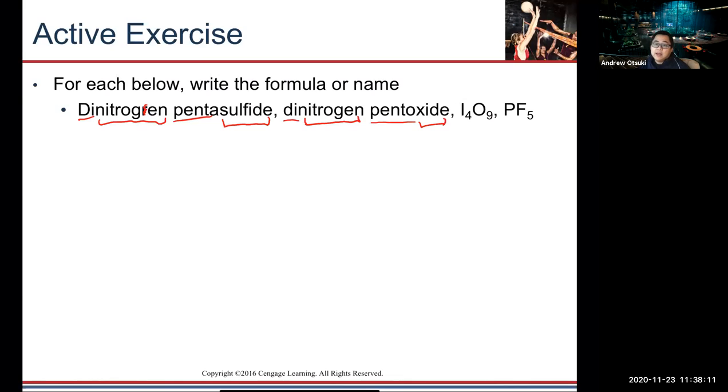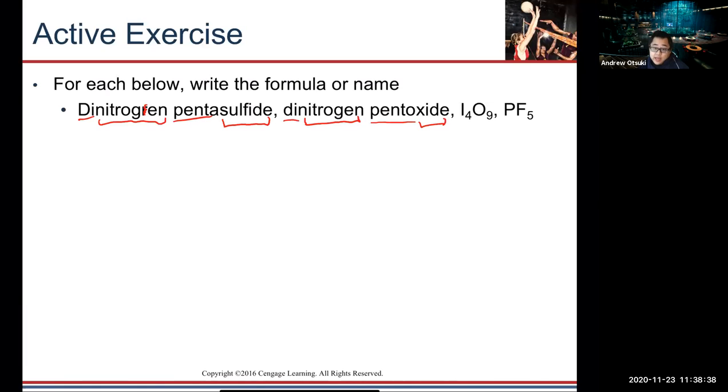So sulfide is the second element, so we add the IDE ending to the sulfur. We drop the UR and we add the IDE. What letters we drop is just to make sure the name sounds nice in a way, so it's easy to say, easy to remember, stuff like that. So the second one, dinitrogen.